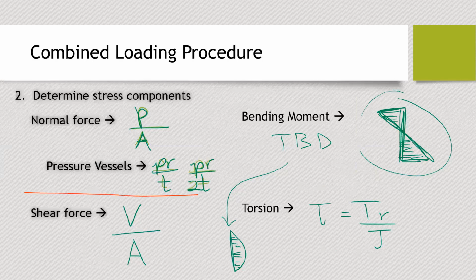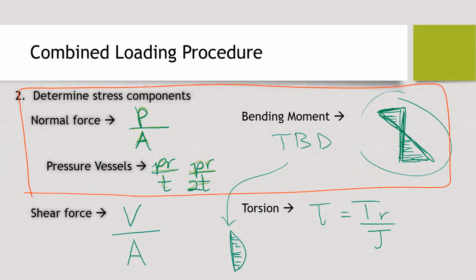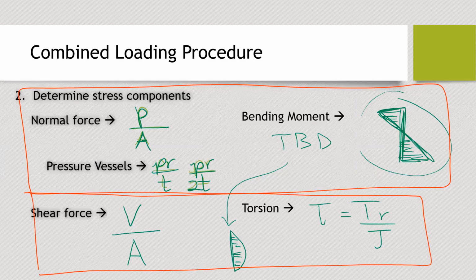So all of these up here, those are three different types of normal stress that we can create. And down here we have three different types of shear stress, or three different equations for shear stress. And so what you do is you figure out separately what the components of normal and shear stress would be on your little material element, and then you superimpose them.